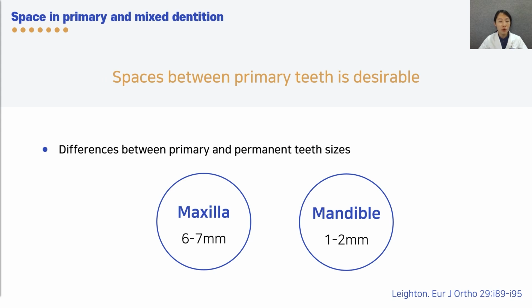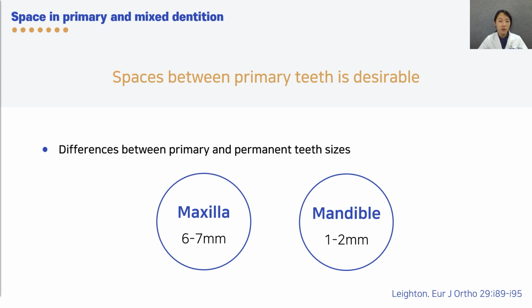Spacing between primary teeth has been accepted as a desirable one because of size discrepancy between permanent and primary teeth. In case of a Baum type 2 arch with no space between the primary teeth, the possibility of crowding in the permanent teeth is very high. Because the differences in teeth sizes between primary and permanent dentition is greater in maxilla than in mandible, crowding is also more common in maxilla than in mandible.